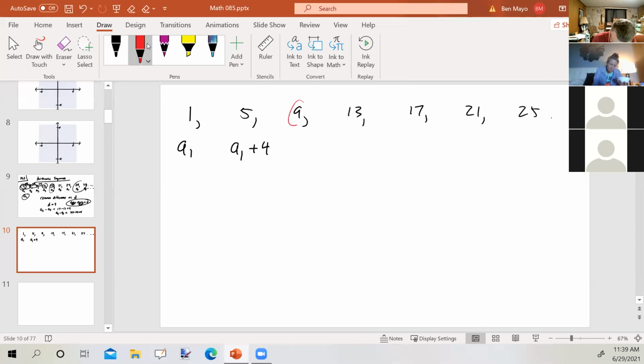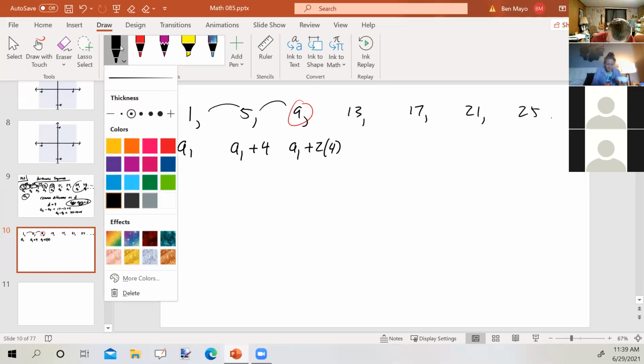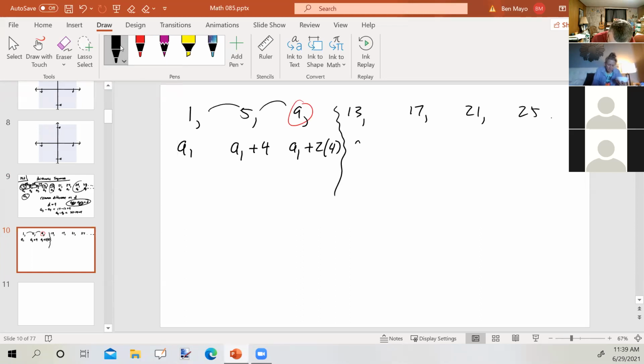All right. This term right here, 9, I could write as the first term plus 2 times 4. Where am I getting the 2 times 4? Well, there's a 4 here and there's a 4 there, right? Still with me? The fourth term, I could write as a sub 1 plus 3 times 4, because it's 1 plus 4 plus 4 plus 4, or 3 times 4. Are you okay with that?